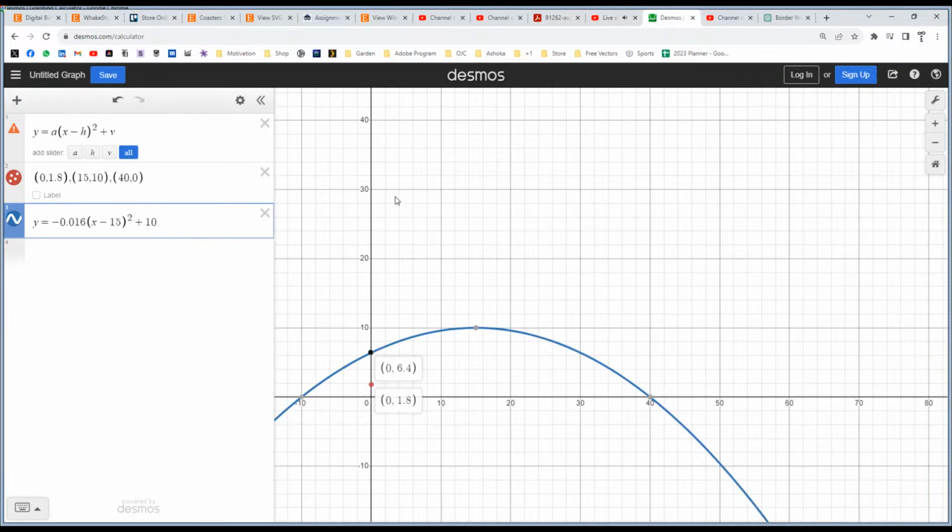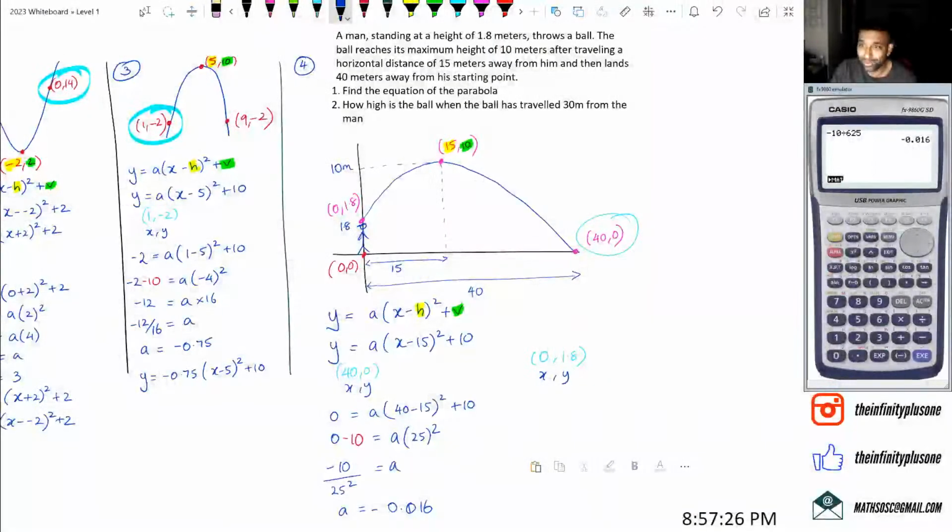See, that's what happens. I try to be as careful as I can. Now look, let's say you went with 0, 1.8, because I just want to go through the answer to show you guys what would have happened. That was my bad, but you'd have got 1.8 equals a times (0 minus 15) squared plus 10. Then you would have got 1.8 minus 10 equals a times negative 15 squared, which gives you negative 8.2 over a times negative 15 squared.